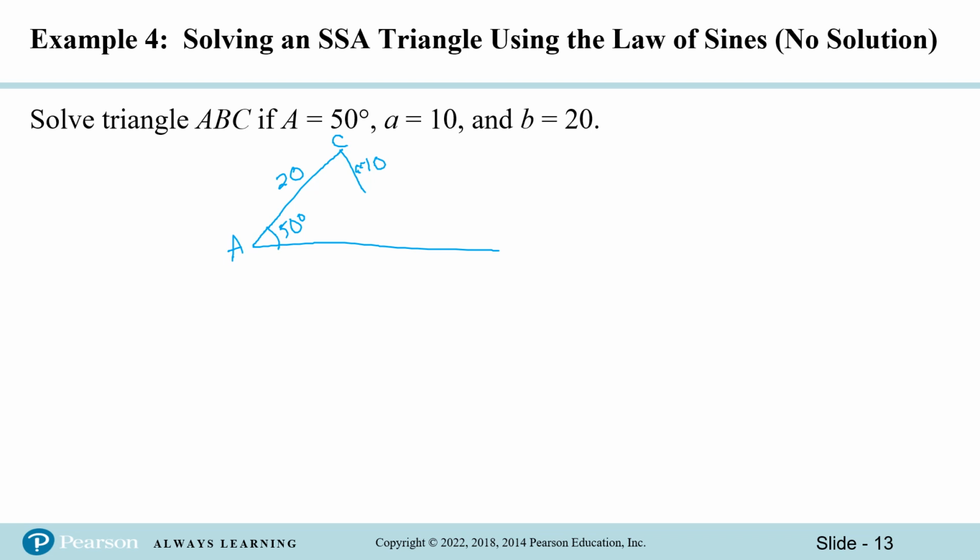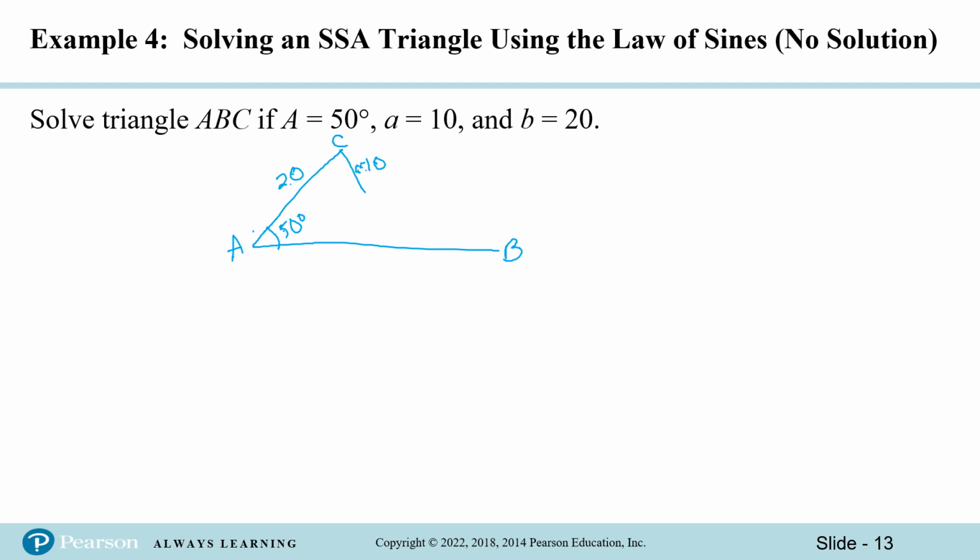So here is my point B. Okay. So we know side B, we know side A, and we know angle A. So we have an angle, side, side, or if you want to say it properly, we have side, side, and then the angle that's not between them. Okay. So we're going to use the law of sines.